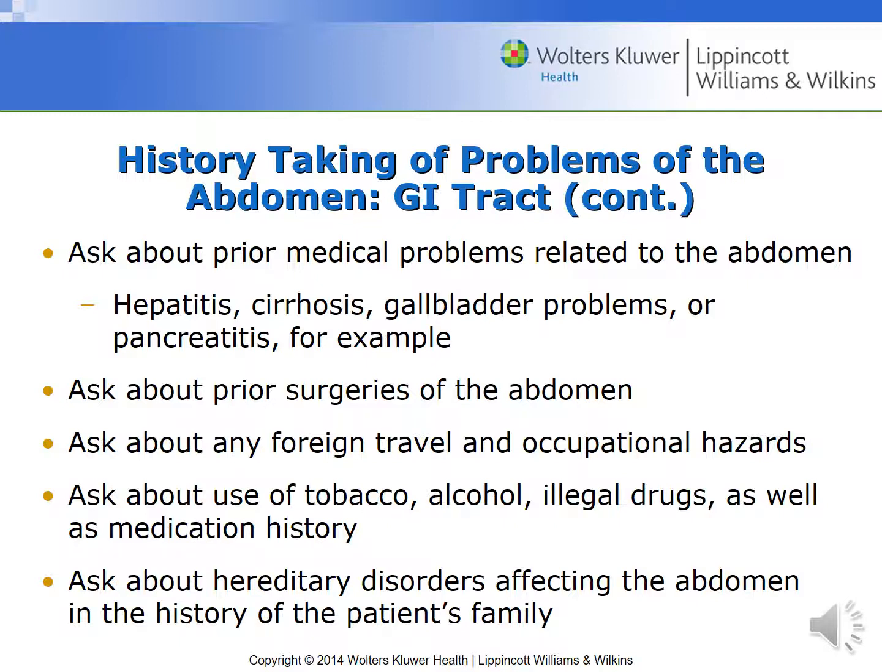So we mentioned the prior surgeries, and foreign travel can help you. Say they have no history of hepatitis, but they were talking about foreign travel, and then after they ate the food, that's when they started having the symptoms. That might help you there. Of course, doing a social history in terms of the tobacco, alcohol, and drug use. And we also just mentioned the hereditary issues.